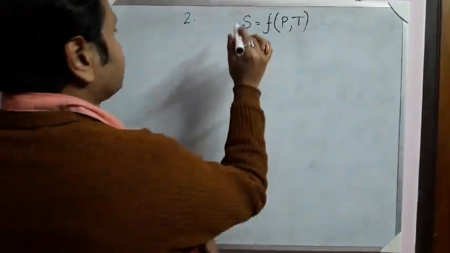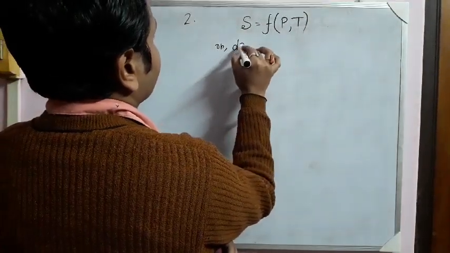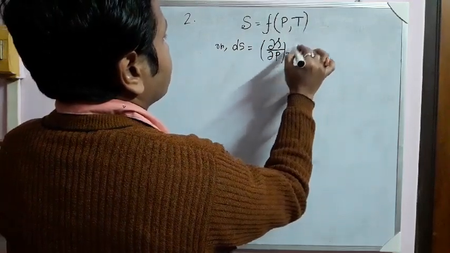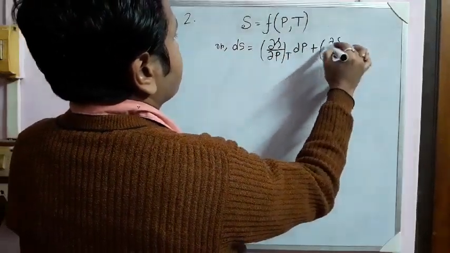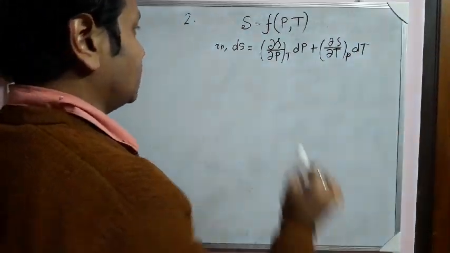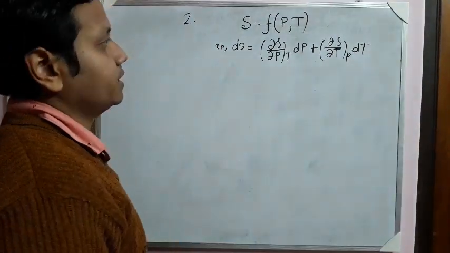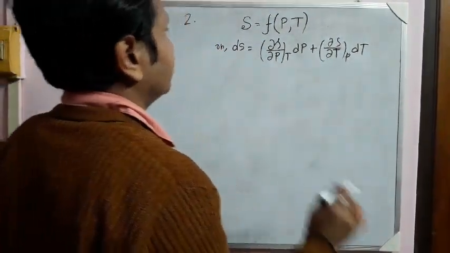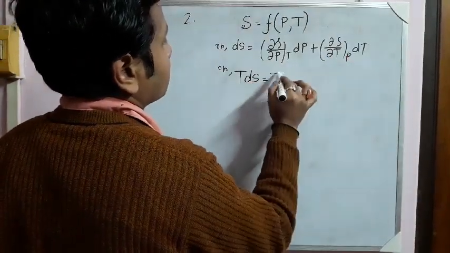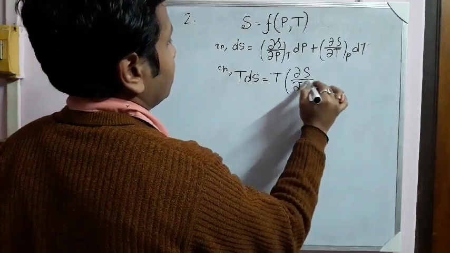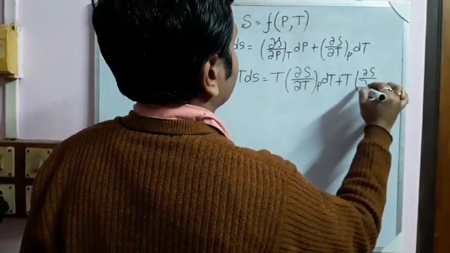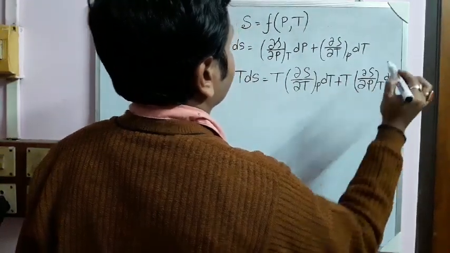Now since dS is a perfect differential, this can be written as dS equals (del S/del P) at constant temperature dP plus (del S/del T) at constant pressure dT. Multiply both sides by T. I write this term first: T (del S/del T) at constant pressure dT plus T into (del S/del P) at constant temperature dP.